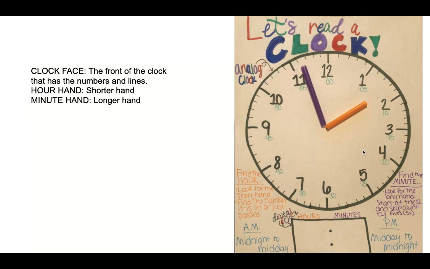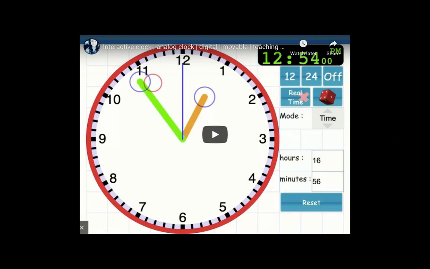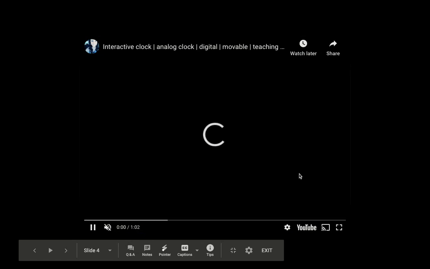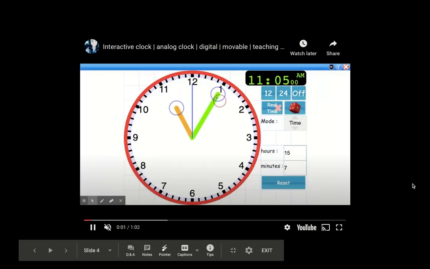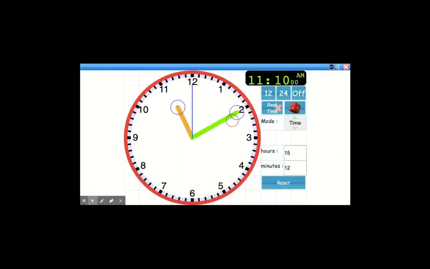One full rotation of this minute hand, when it moves around, moves the hour hand to the next labeled hour or designated number. So here is a video of how the clock works. And as you can see, one full rotation of the minute hand moves the hour hand to the next labeled hour.